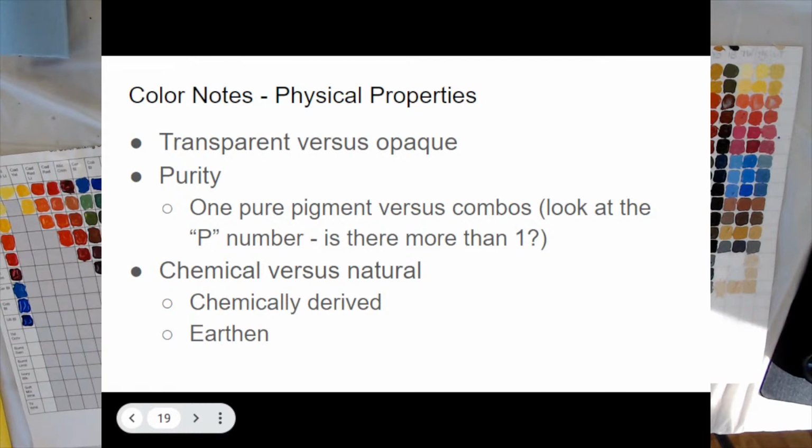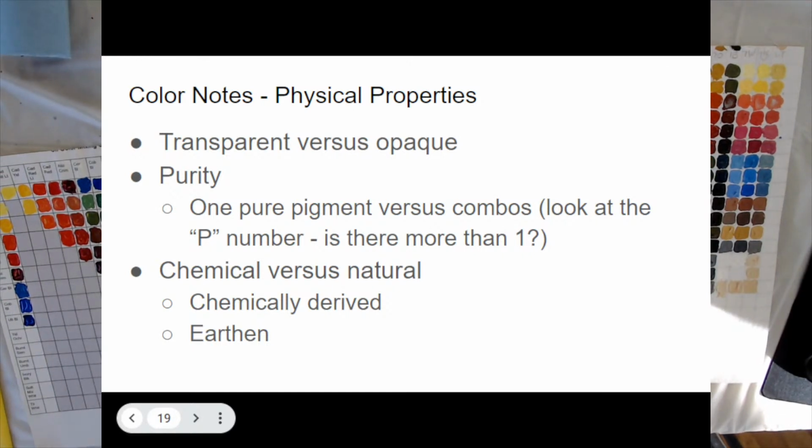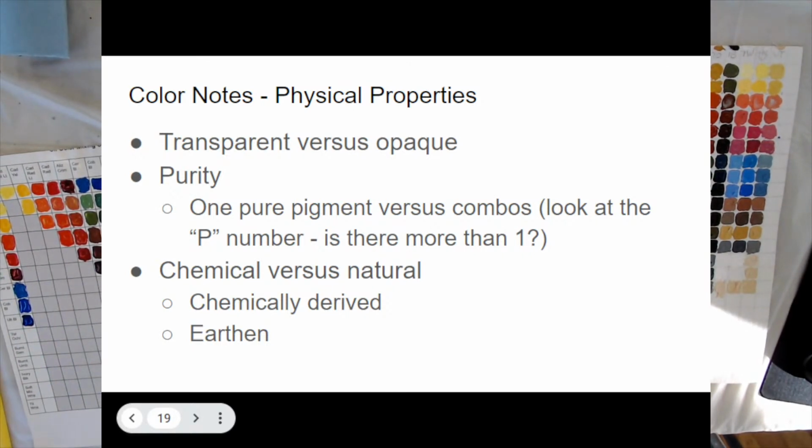Yep. Pigment red. Okay, so that's a pure pigment. That's an example of a pure pigment. There are no other pigments included except for that one. So that's a pure. Okay, so there's two numbers there. Two pigments.